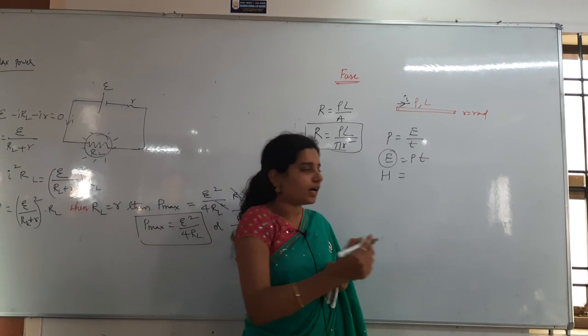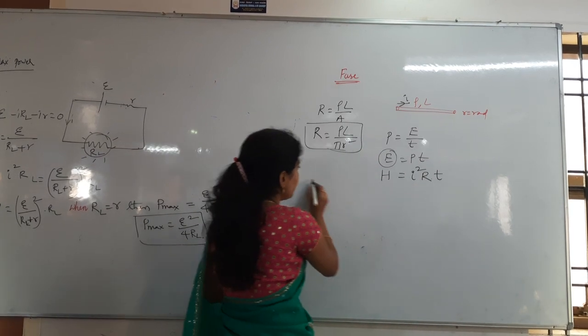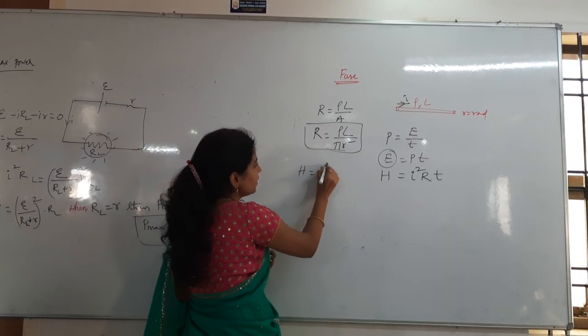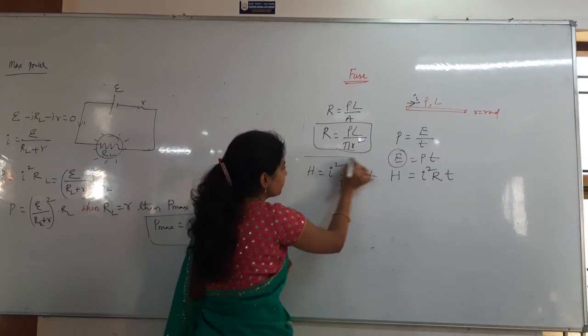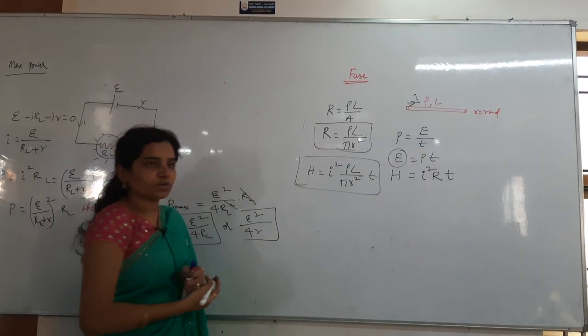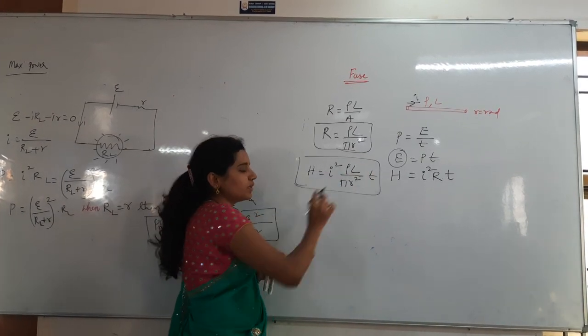I squared into R, so that is I squared into R into T. Then H is equal to I squared into R, and the R value is how much? Rho L by pi R squared into T. This is the heat energy produced in that. H is equal to I squared rho L by pi R squared into T.